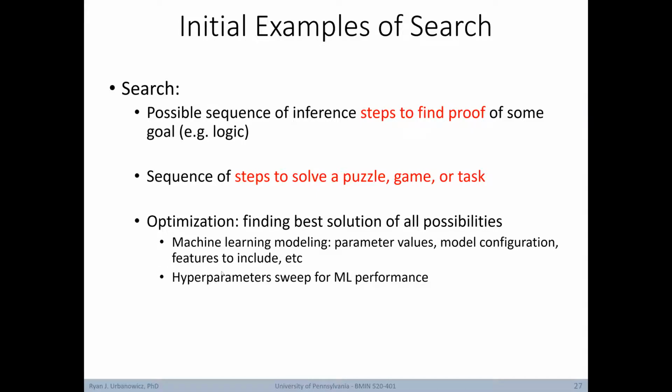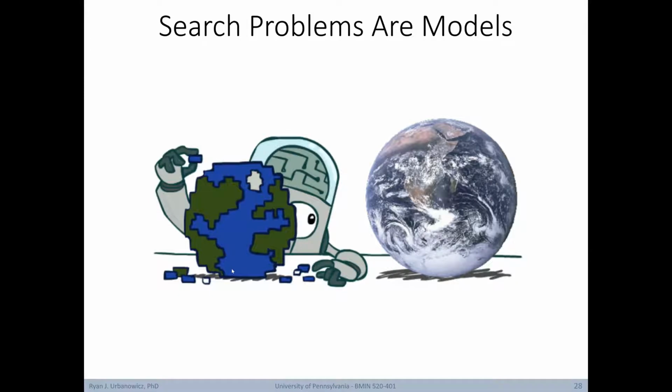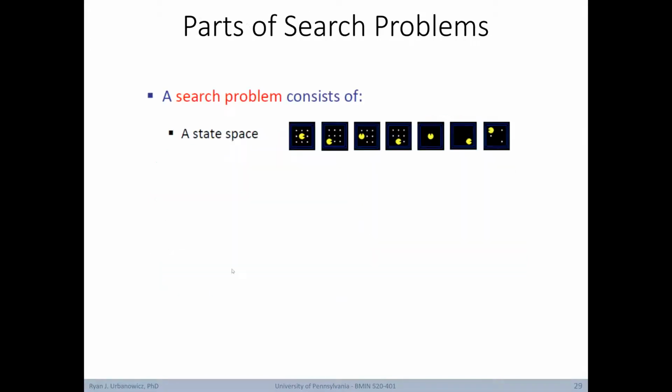It can also be about optimizing the hyperparameters, or the knobs that you use to change how the machine learner performs. In this case, we might be searching for the optimal set of knob configurations to give us the best machine learner performance. We can actually think of search problems as models themselves. So now let's pick apart some search problems.